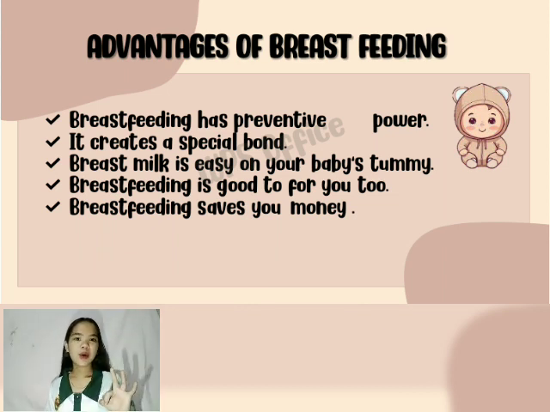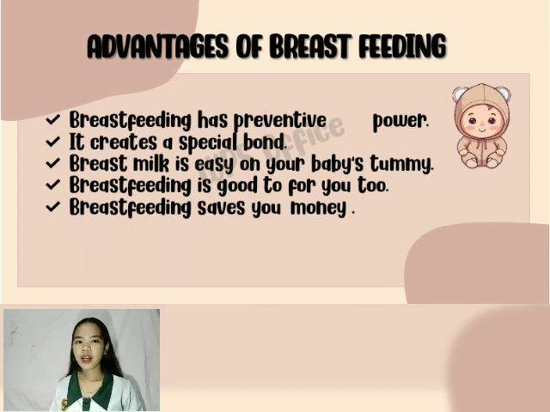The third one is breast milk is easy on baby's tummy. Breast milk is generally considered easier on baby's stomach compared to formula. It is easily digestible and contains proteins that are more gentle on an infant's developing digestive system. It also contains enzymes that aid in digestion. Furthermore, breast milk composition adjusts to the baby's nutritional needs as they grow, providing an optimal balance of nutrients.